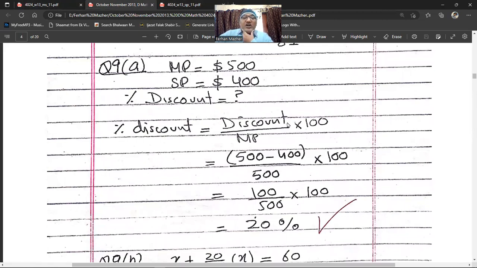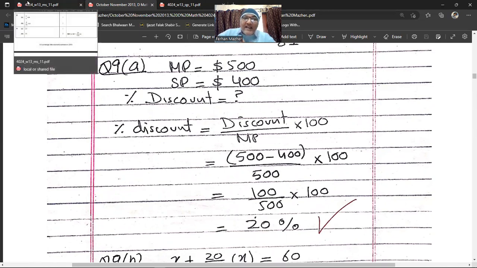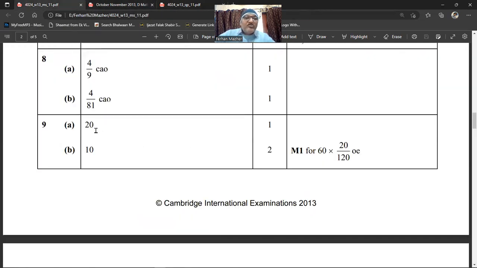Percentage discount is discount divided by the mark price multiplied by 100. Discount is 500 minus 400, and the whole thing divided by 500 multiplied by 100. 100 divided by 500 multiplied by 100, so that will be 20% discount. So they have given 20% discount. Question number 9, A part, 20 is the right answer, sir.